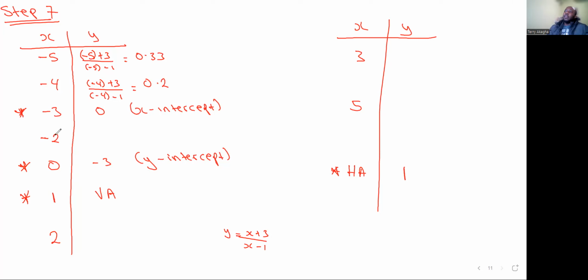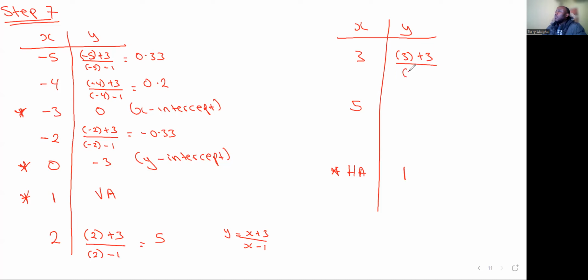Okay. Then if you put -2, the same thing, we have -2 plus 3 divided by -2 minus 1. When you press your calculator, it's going to give you -0.33. And 2, the same thing: 2 plus 3 divided by 2 minus 1, and when you press your calculator, it's going to become 5. Then the next one is 3 plus 3 divided by 3 minus 1. So that'll be 6 divided by 2, it will give you 3.